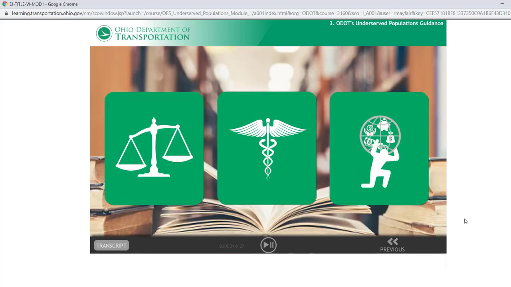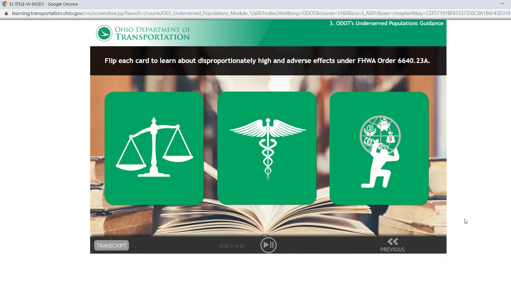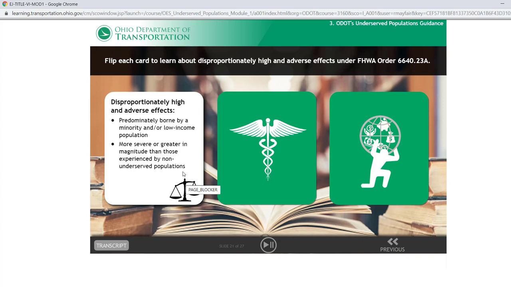What exactly are disproportionately high and adverse effects? To answer this question, let's look at definitions and examples from the FHWA Order 6640.23a. Click on each card to learn more. Disproportionately high and adverse effects are predominantly borne by minority and low-income populations. They are more severe or greater in magnitude than those experienced by non-underserved populations.